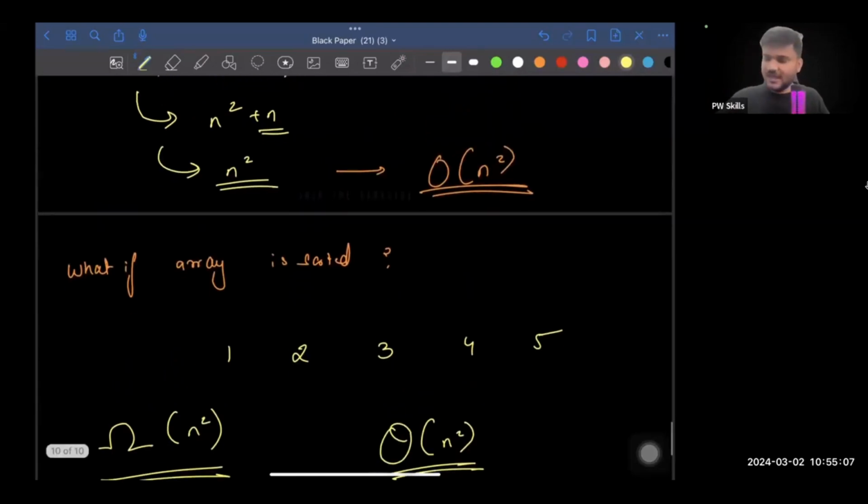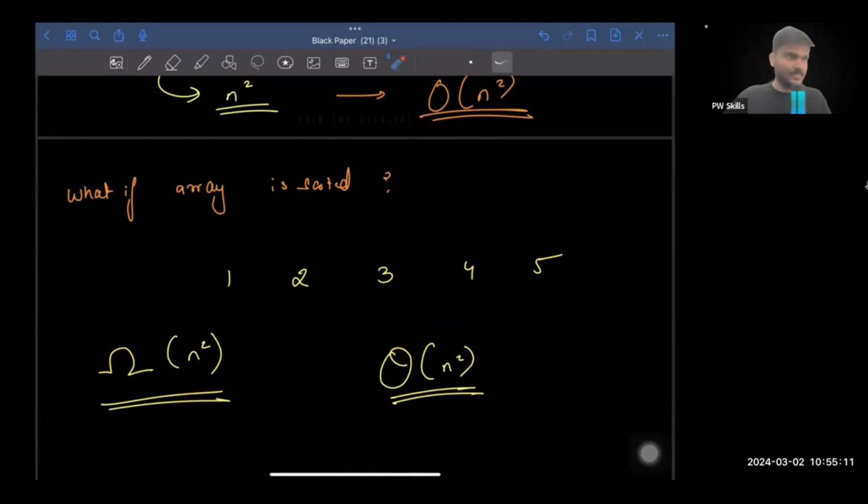And you can also figure it out like this: if the worst case is n square, and the best case is n square, then on an average also it is n square, right? That's the time complexity of selection sort.